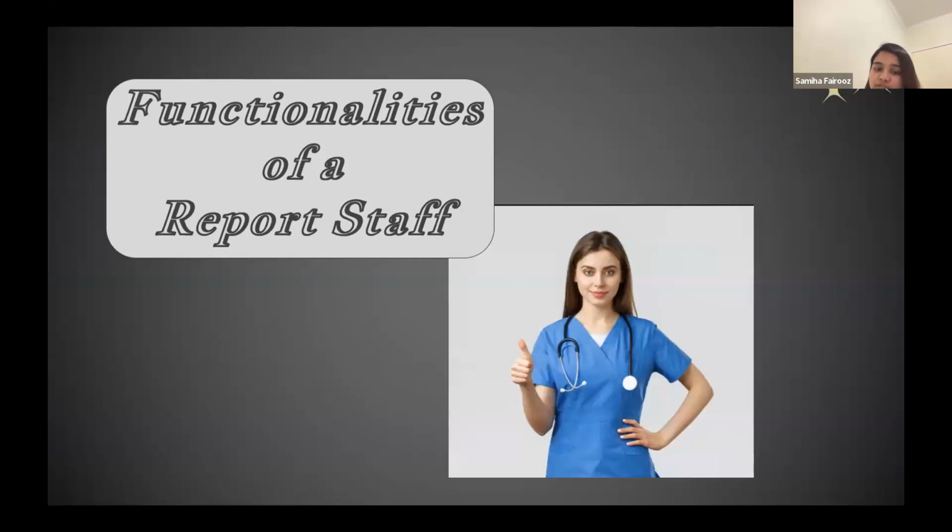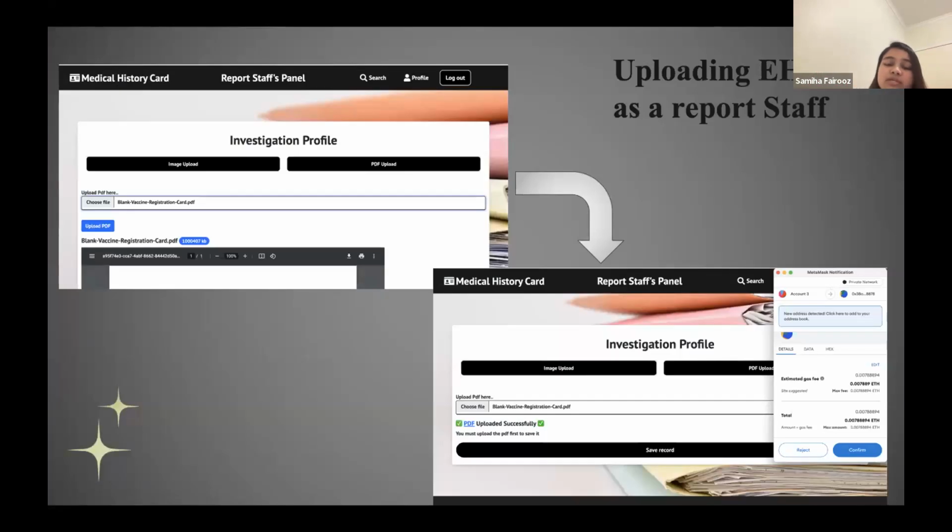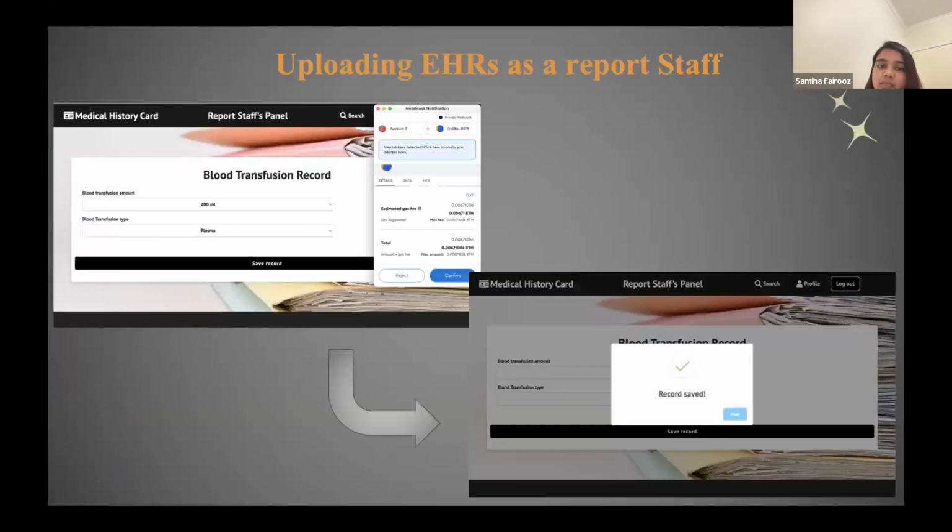Let's shed some light on the functionalities of a report staff similar to the vaccine staff. The report staff can also upload images or PDF files of the reports inside the investigation profile. Additionally, they can also update the blood transfusion history. Given doing so, first, they have to select the blood transfused amount using the first drop-down box, and then using the second box, they can choose the blood type, like whether it is plasma, RBC, WBC, or platelets.